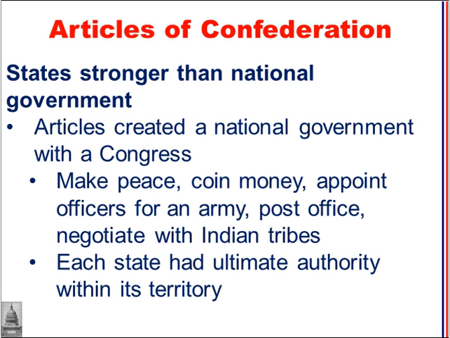So, again, it created a type of government that was a confederation, where the states considered themselves independent nation states linked together only for limited purposes. The states were stronger than the national government. It did create a national government with a Congress that could make peace, coin money, appoint officers for an army, control the post office, negotiate with Indian tribes. Each state had ultimate authority within its own territory. It was also very difficult to change.